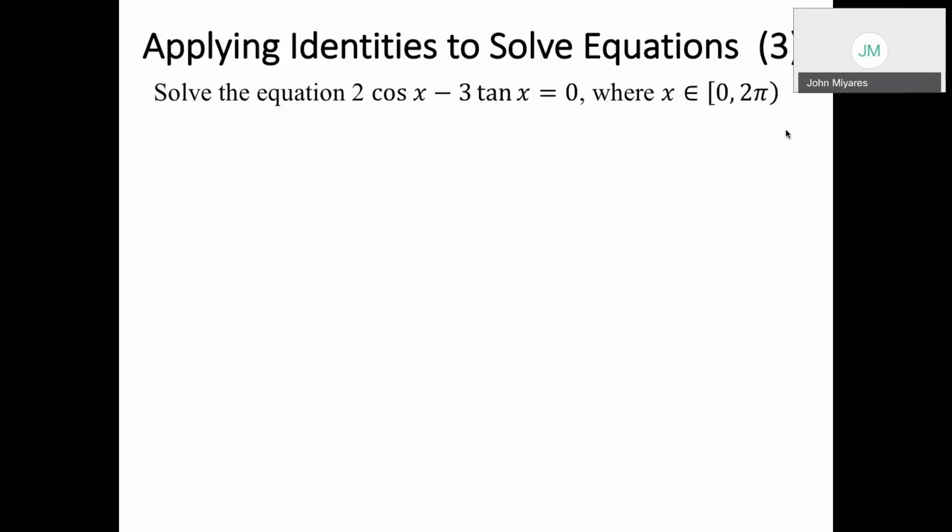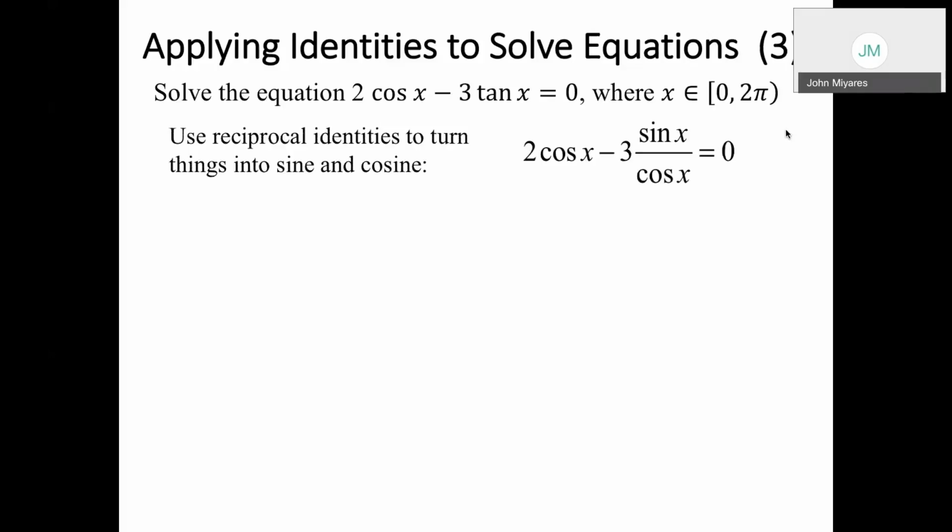This one has its own unique challenges because you're mixing two different trig functions in the same problem. There isn't a common factor, there isn't a square or a double angle we can work with. The one thing we can try is to use reciprocal identities to turn everything into sines and cosines. That is going to make this turn into 2 cosine x minus 3 times the sine of x over the cosine of x equals 0.